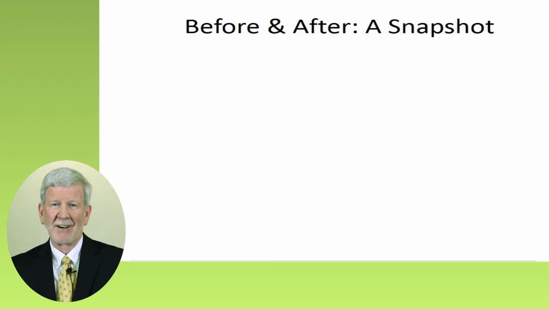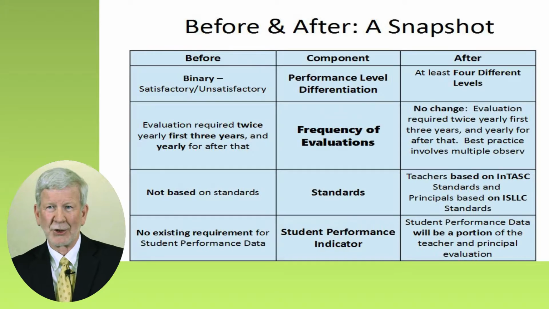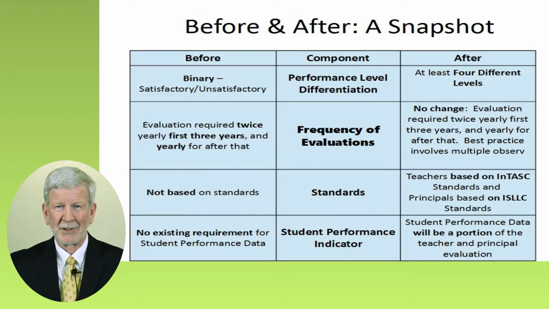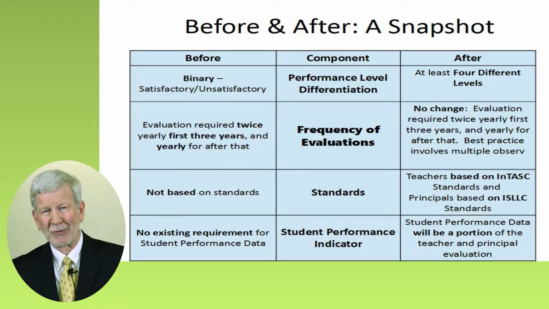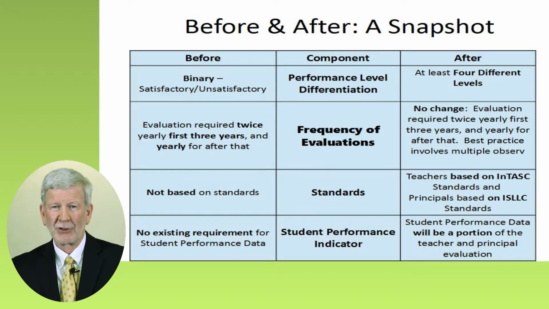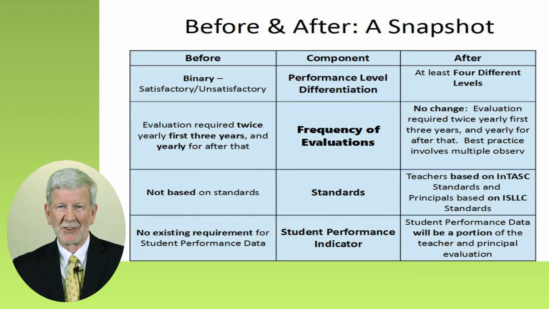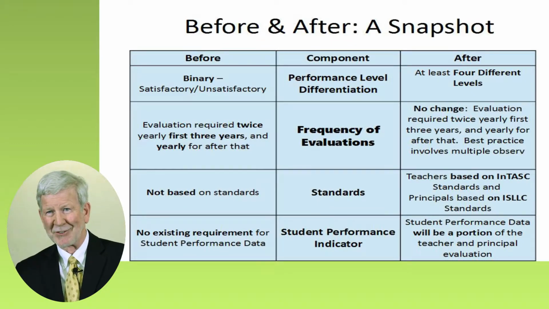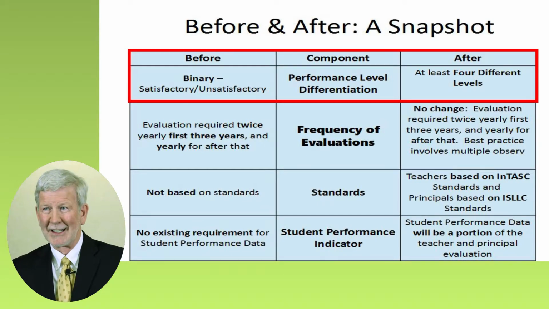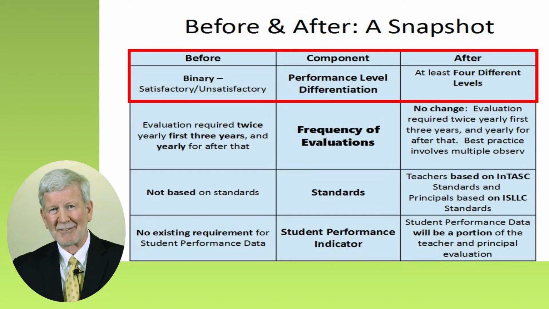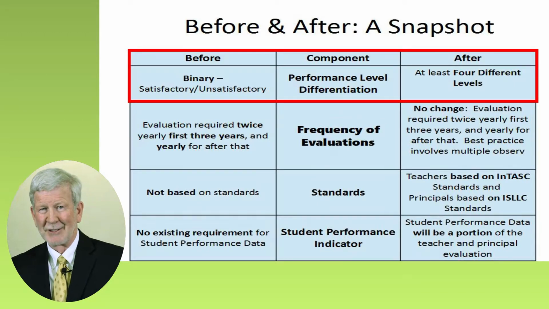To give you a sense of how things have changed, I want to have you take a look at what was in place before and what will be in place now with the new guidelines. In the past, you actually could get by with a binary process of satisfactory or unsatisfactory. With the new guidelines, you're going to be expected to have at least 4 different levels of rating for your principals and for your teachers.